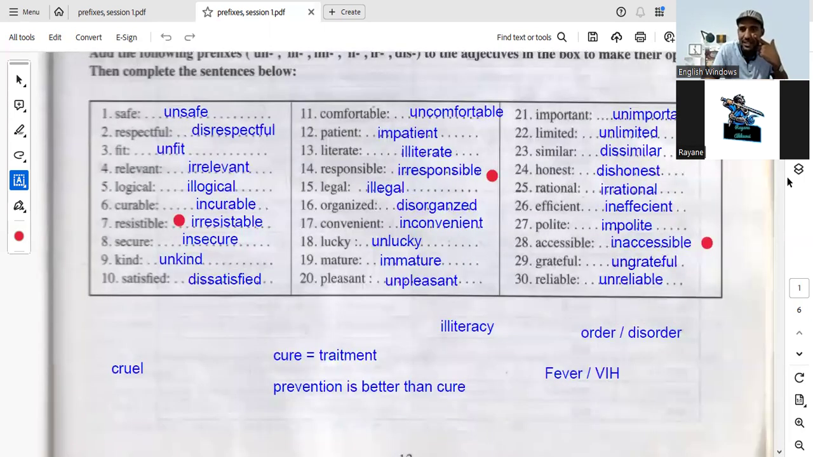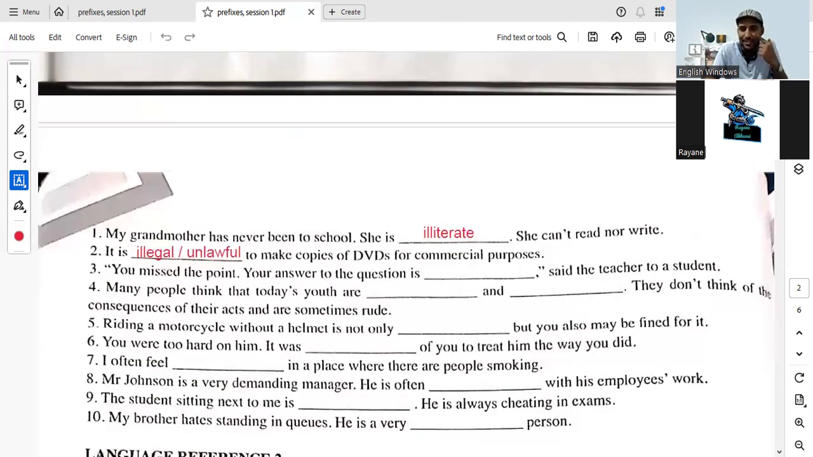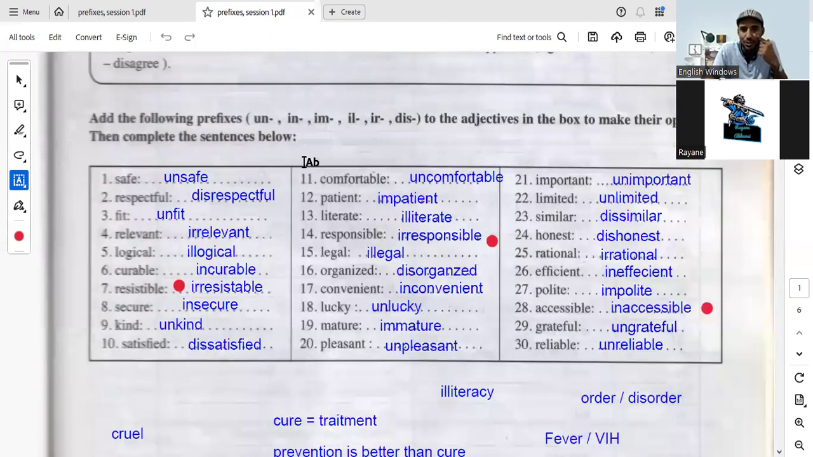All right, remember that this exercise is relevant. Okay, we're talking about relevance. We need to choose from the list that we have here. Okay, so look at the question. Add the following prefixes to the adjectives in the box to make their opposite. Then complete the sentences below. Of course, complete the sentences with the appropriate adjectives from the list.